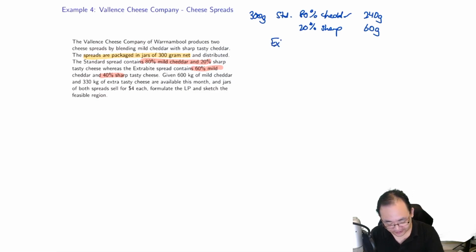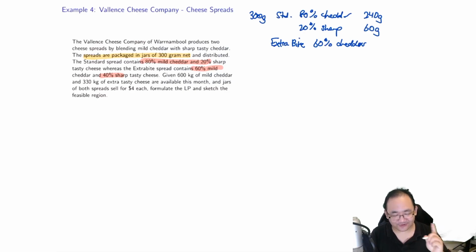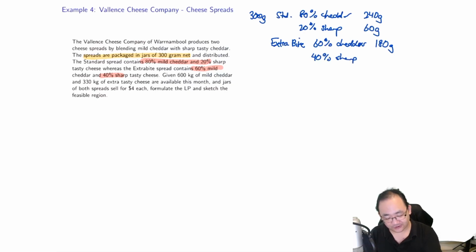And the other spread is Extrabite. The Extrabite is, in this case, 60% mild cheddar. And then converting that to grams, 60%, 6 times 3 is, no, that's not right. Sorry, in my head I had 6 times 3 equals 24. It should be 6 times 3 equals 18. So that's going to be 180 grams. And then Extrabite is going to be 40% sharp. So 3 times 4 is 12, so this can be 120 grams. And then we can check that each of the spreads add up to 300.